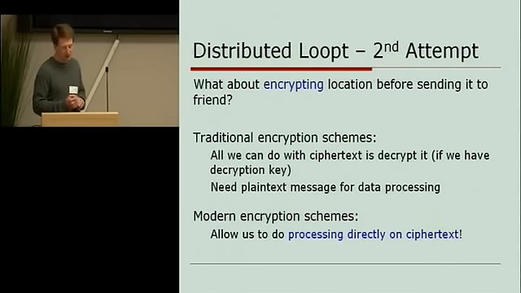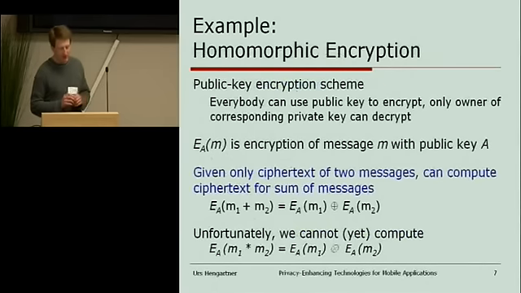Now, there's an interesting observation: there are modern encryption schemes, developed in the last 5-10 years or so, that allow operations directly on a ciphertext. And this is what we're going to exploit in our application. One of these schemes is called homomorphic encryption. What is this? It's a public key encryption scheme. I assume most of you have heard of public key encryption. There's a key pair, a public key and a private key. Anyone can use the public key to encrypt some information, but you need a private key in order to decrypt this information. In the rest of the talk, I'm going to use the notation E_A(M) for the encryption of a message M with a public key A.